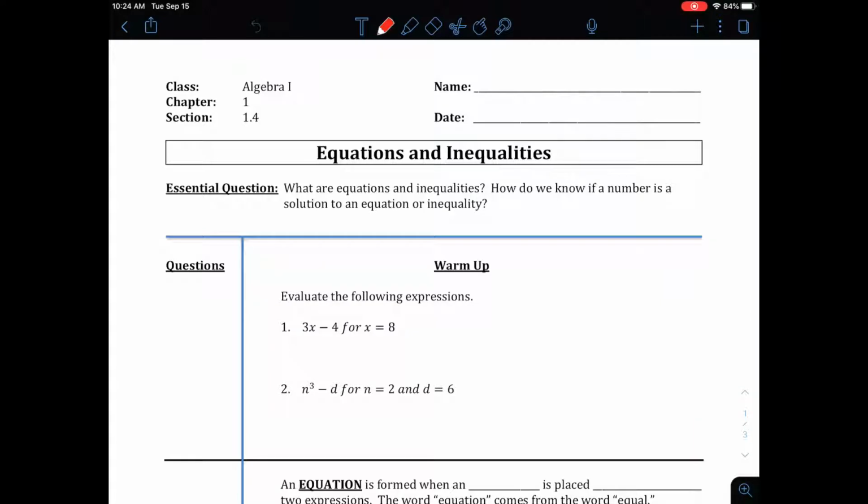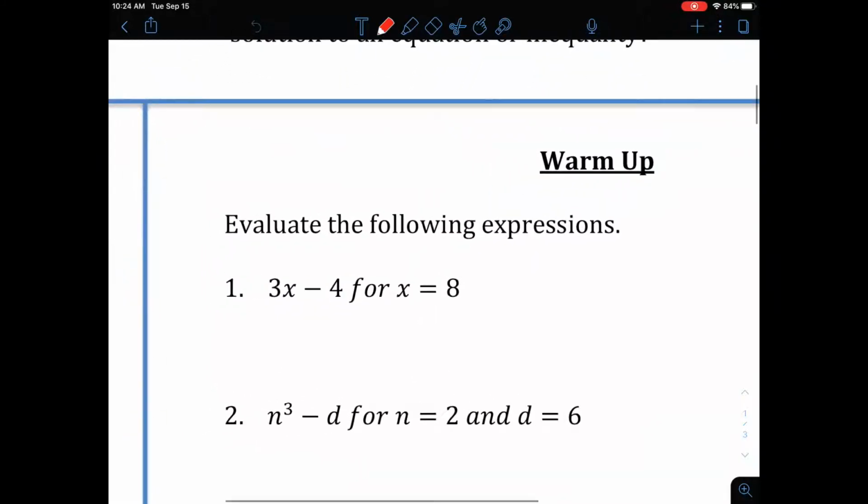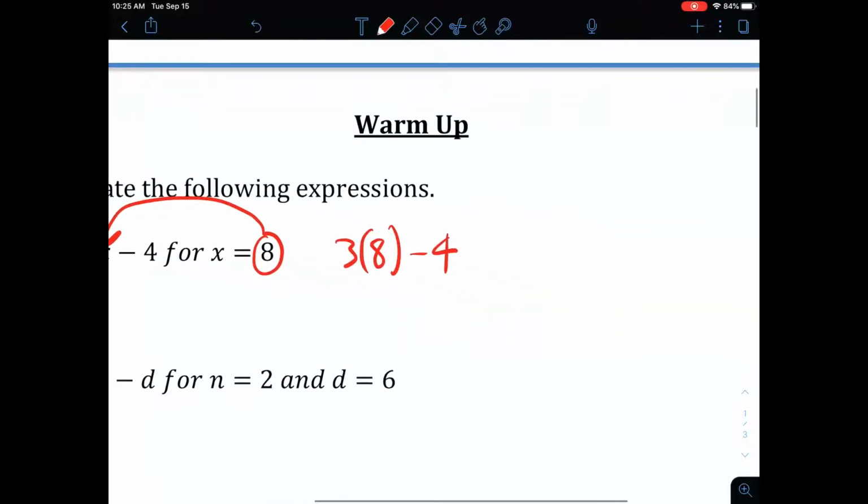It says evaluate the following expressions. You're going to plug in those numbers for the variables and then try to simplify or solve. Go ahead and pause the video and try that. All right, welcome back. We have 3x minus 4 for x equals 8. Whenever we see an x, we're going to replace it with an 8. So 3 times 8 minus 4.